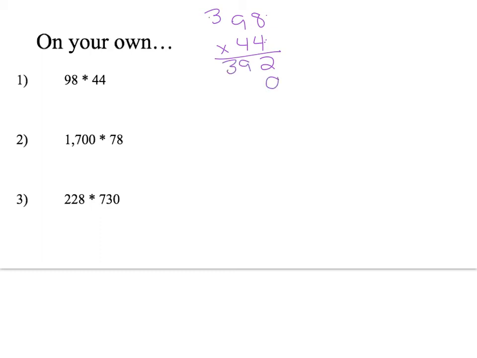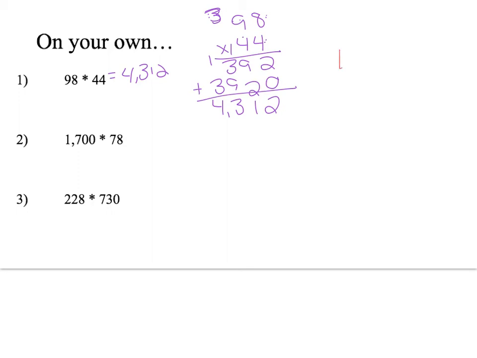Placeholder 0. 4 times 8 is again 32, carried my 3 again. 4 times 9 is 36, plus 3 is 39. Add those two together. 2 plus 0 is 2. 9 plus 2 is 11, carry your 1. 1 plus 3 plus 9 is 13, carry your 1, and 4. So your answer should have been 4,312.